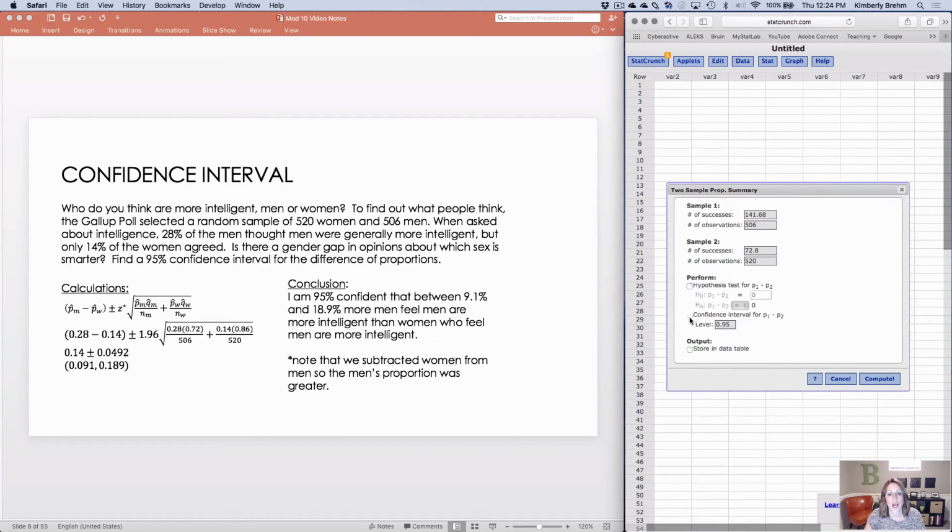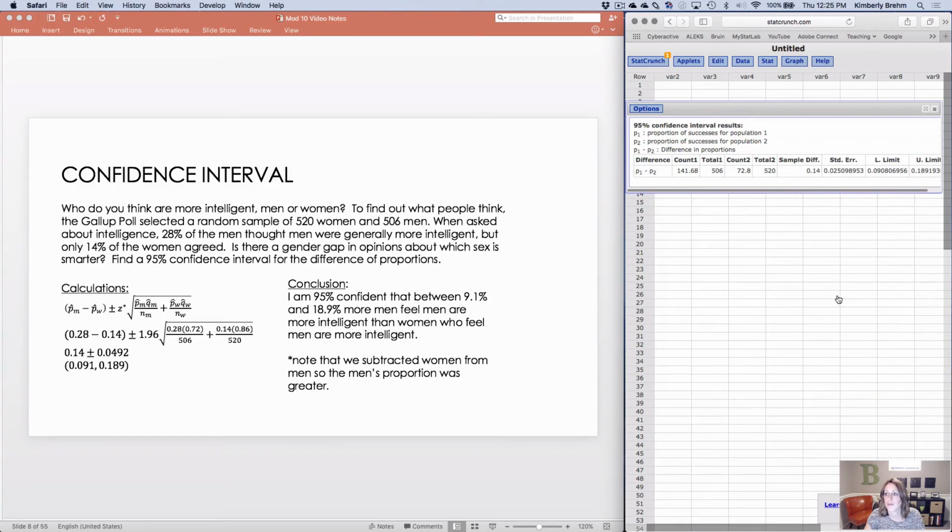Again, I'm going to do a confidence interval, and I'm going to do one for 95%, so make sure that you're checking that it's the right level, and then I will compute. And just as before, notice it's going to give me my lower limit, which is 0.091 essentially, and my upper limit 0.189, and I would write the same conclusion.